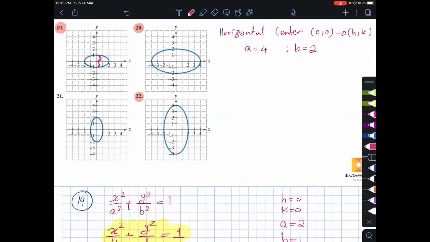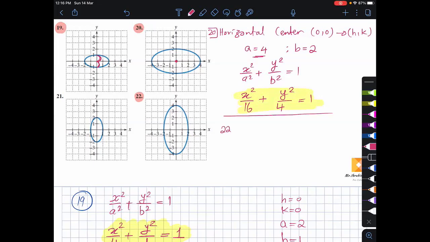Okay, and then what do we have now? The equation: x squared over a squared plus y squared over b squared equals 1. Always equal to 1. So it's x squared over 16, since a is 4, plus y squared over 4, equals 1, because it's horizontal. Okay, so this is your equation, the answer to question 20.